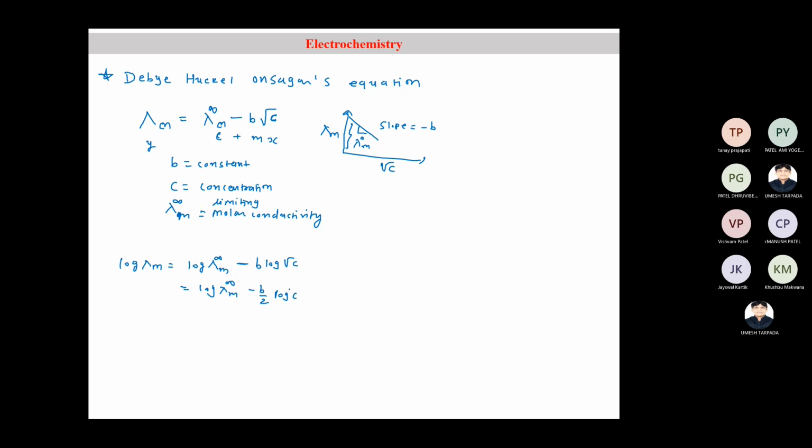So this is one of the very important equation, and this equation is very useful to calculate limiting molar conductivity. But one more equation is there, that is called Debye-Huckel limiting law. What is that law? That is very important.